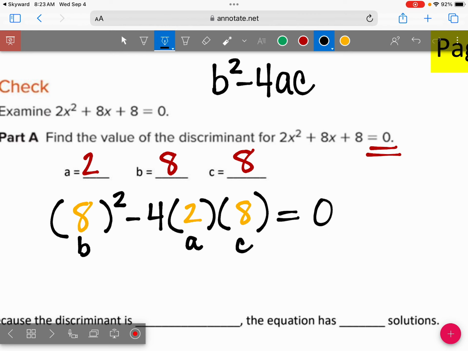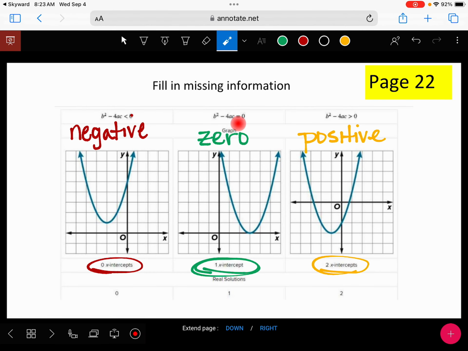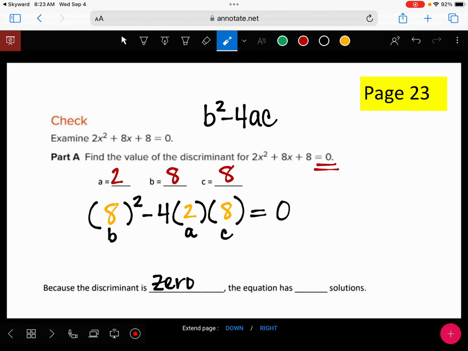So because the discriminant is 0, what does that mean? How many solutions do we have? Let's go back to it. When we get 0 for our discriminant, how many solutions do we have? 1. So that means we have 1 solution. That's it. Next. Let's keep going.